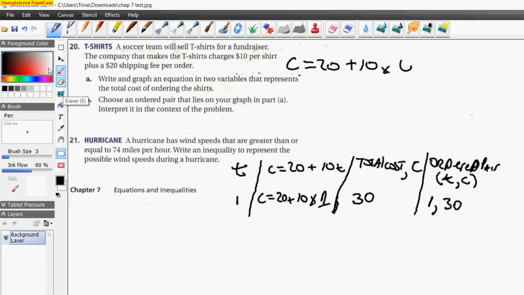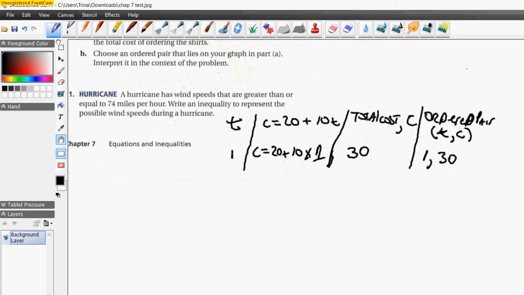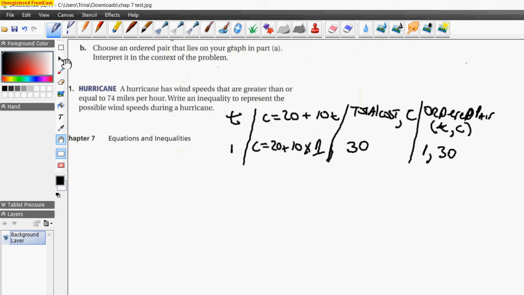But now let's take a look at this as far as that. We've got that for A. Okay. I want to keep this on here for you so you can see it because it's a little different. It's a two-parter. So I'm going to move this up just a little bit. There you go. So it says choose an ordered pair that lies on your graph in part A. Interpret it in the context of the problem. And that's what I'm going to do for you right now.